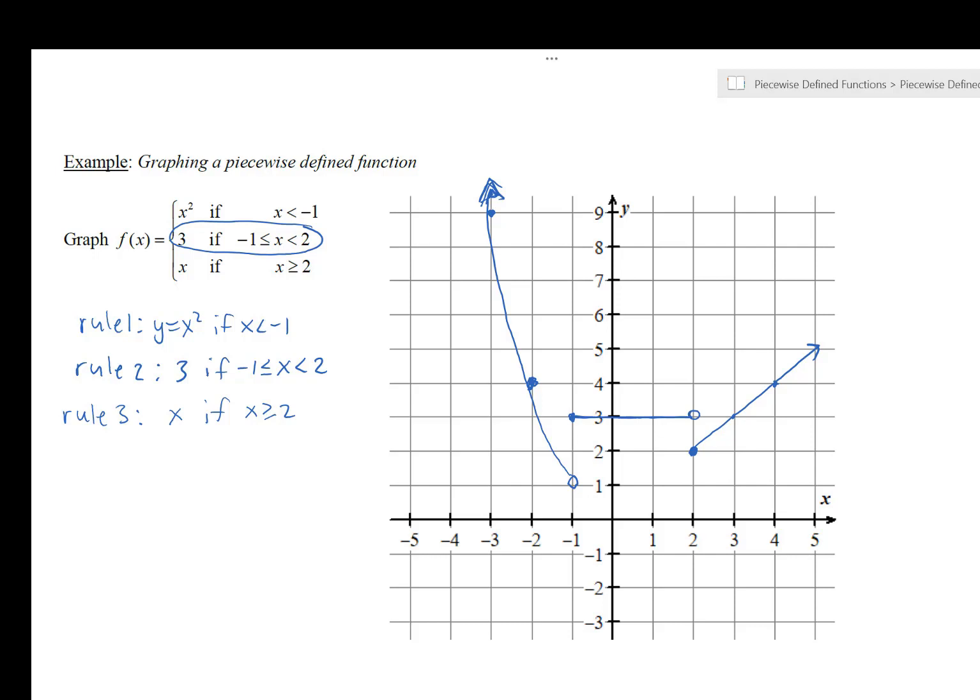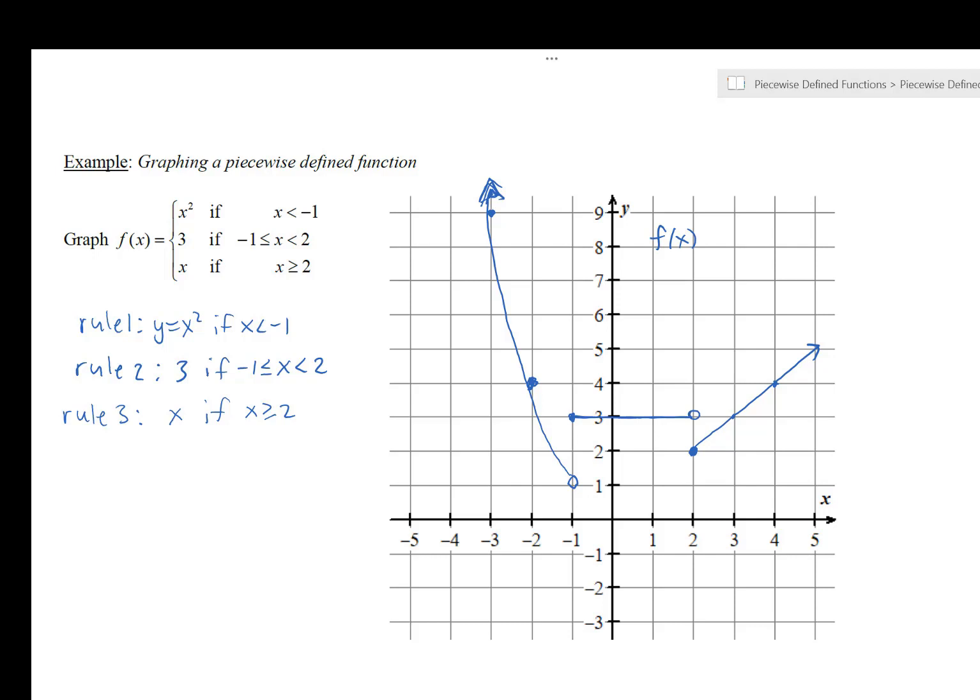You see the 3 rules there. You see x squared to the left of -1 for x. It equals 3 for values of x between -1 and 2. And it equals x if x is bigger than or equal to 2. The entire graph we see there is the graph of our piecewise defined function f of x.